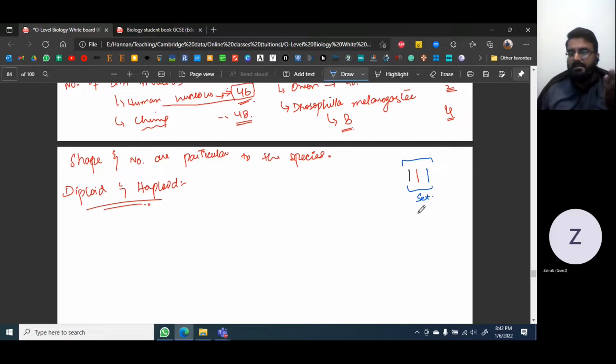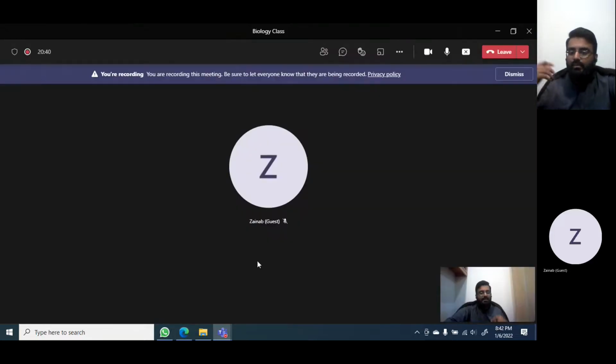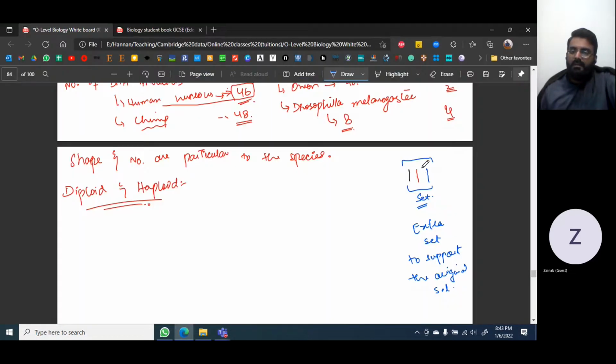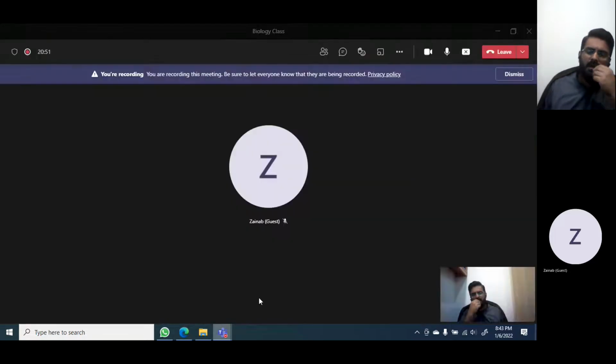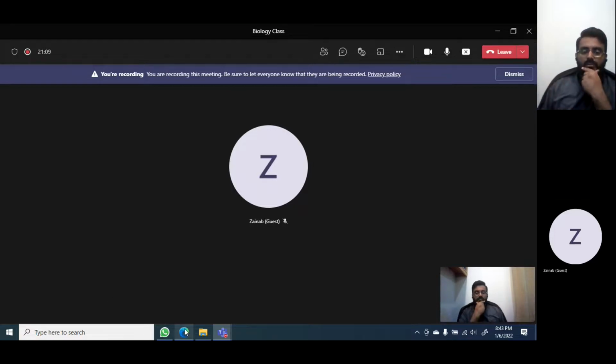There must be a set that is present in my hand, and there must be an extra set to support the original set, which means that if I lose this set, what would happen? I can use the extra set. I can use the spare markers. If the ink of any of these is finished, then what would happen? I can use one from the other set, so that I can refill the ink of the marker. Now put this imaginary situation on the condition of the chromosomes.